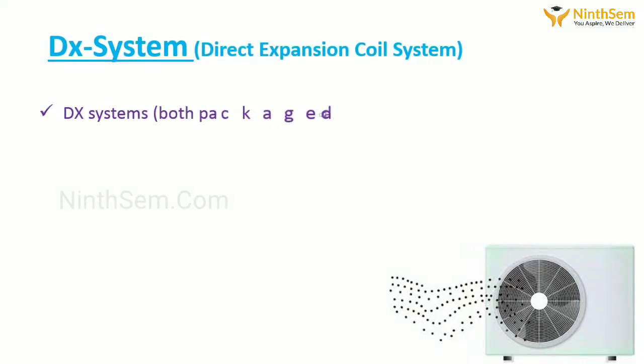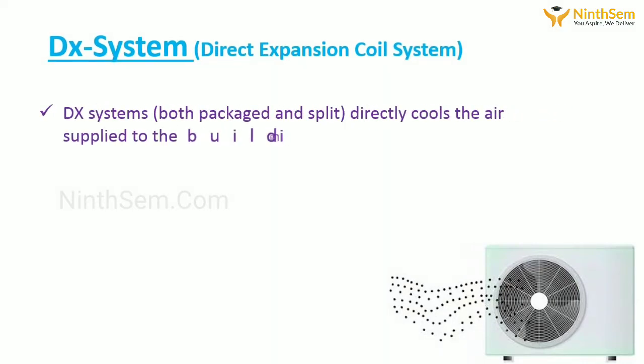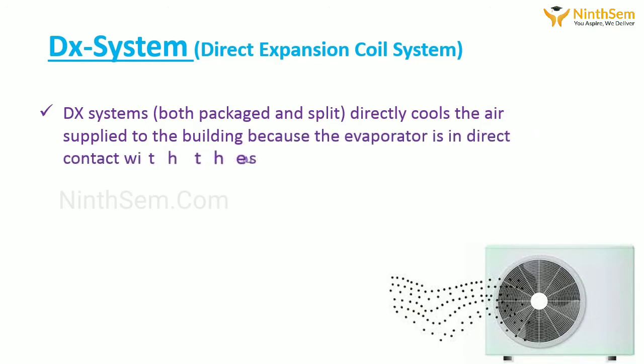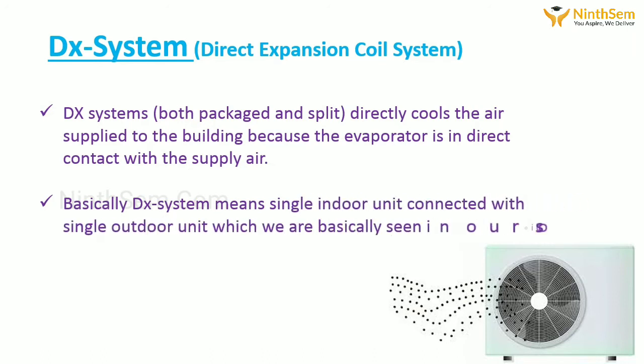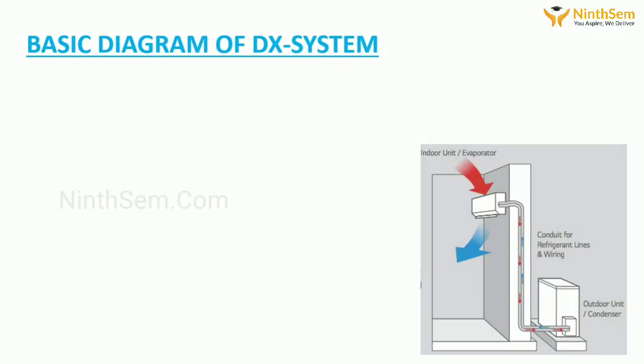DX systems directly cool the air supplied to the building because the evaporator is in direct contact with the supply air. Basically, a DX system means a single indoor unit connected with a single outdoor unit, which we commonly see in our society. Now, the basic diagram of a DX system.